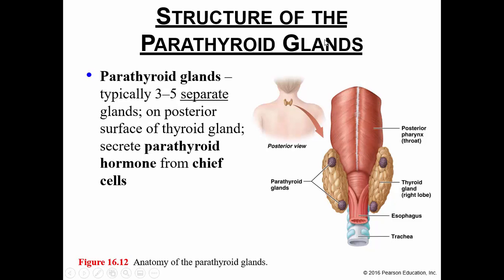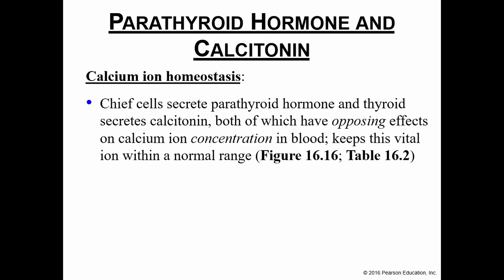Picking up our discussion, we're going to talk about the parathyroid glands and the adrenal cortex in this video. Now you're looking in the graphic over to the right at a thyroid gland from the back side, posterior, and you can see there are 4 parathyroid glands attached to the back of the thyroid gland. There can be from 3 to 5, and they secrete parathyroid hormone, PTH, from their chief cells. Now, the chief cells secrete this parathyroid hormone, and the thyroid gland secretes calcitonin.